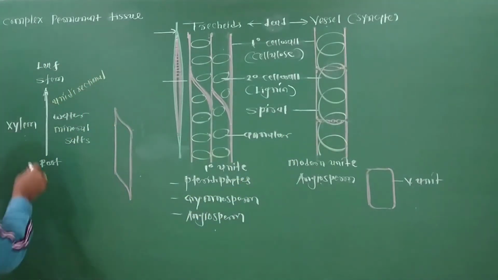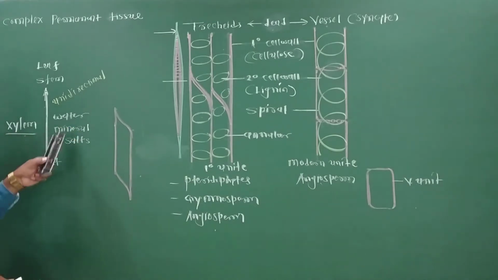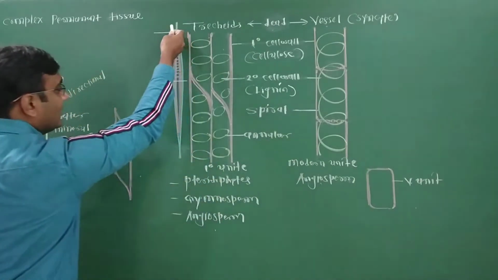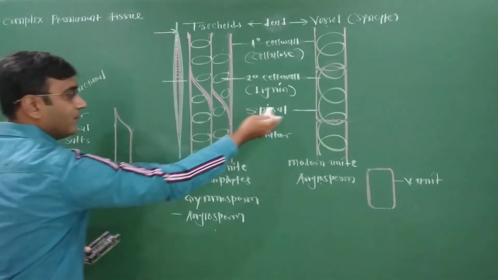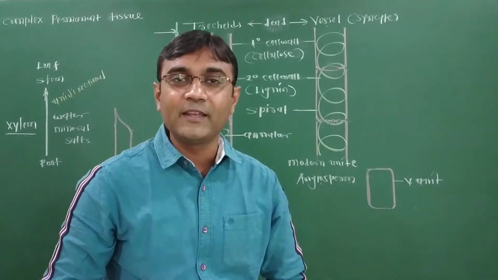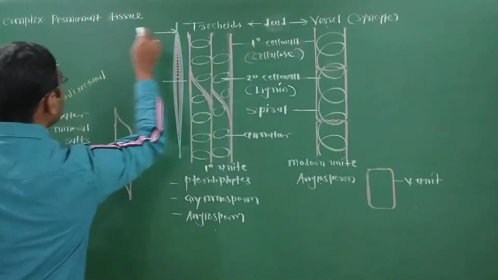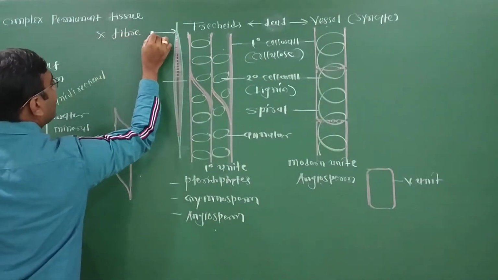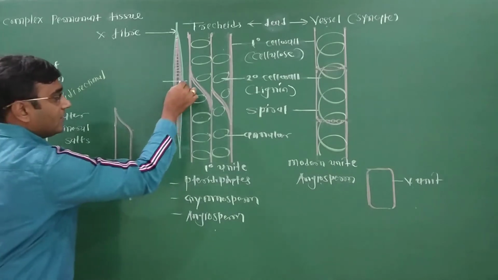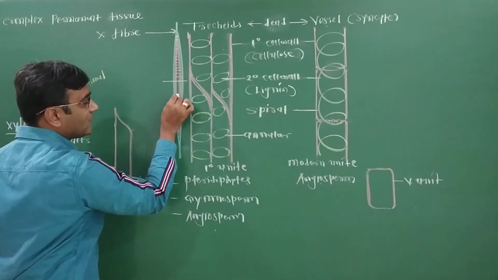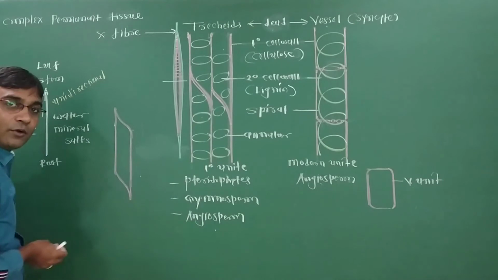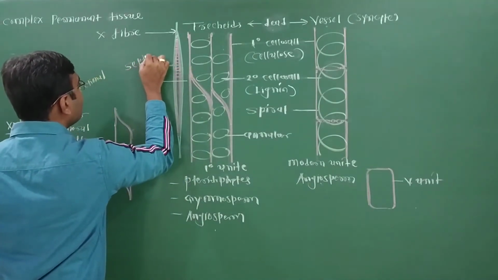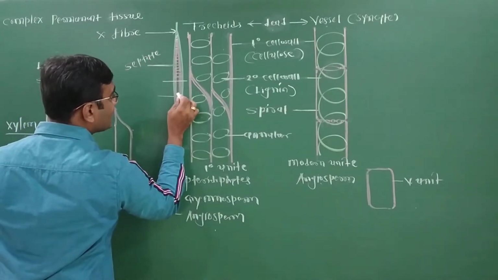So the xylem has the function of transporting water and minerals, which is definitely carried out by the tracheid and vessel. But the xylem fiber provides support to both, and ultimately provides mechanical support to the entire plant. What is the characteristic of xylem fiber? Heavy thickening of lignin and a very narrow central lumen. Where septa are present it is septate; here no septa, so aseptate.